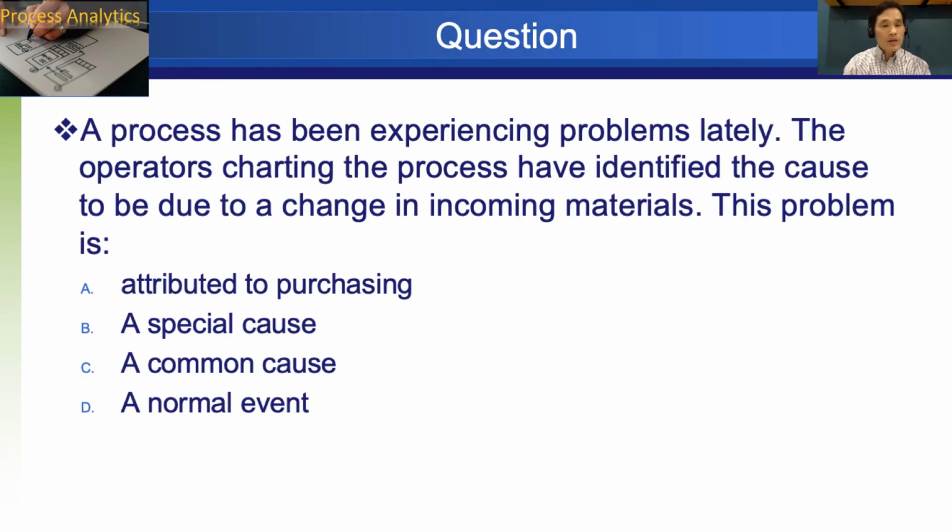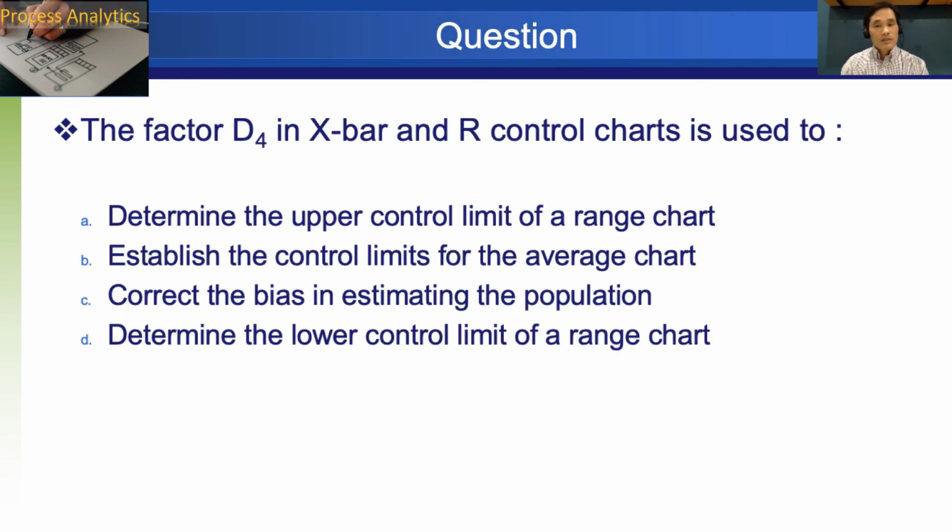Next question. A process has been experiencing problems lately. The operators charting the process have identified the cause to be due to a change in incoming materials. This problem is A, attributed to purchasing, B, a special cause, C, a common cause, D, a normal event. So this is something that we can identify as an assignable cause. So we can say that this is a special cause. B is the answer.